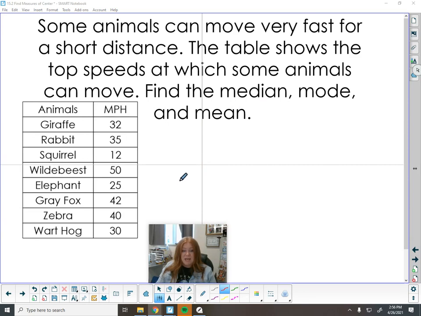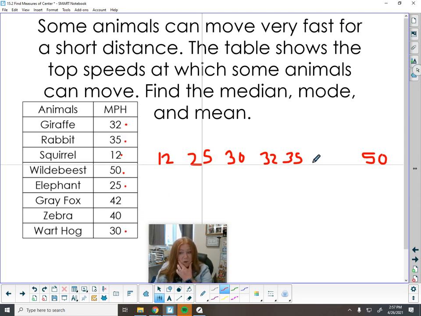So we're going to start and put these in order here. So I can see I've got a 12, I think is my lowest. And we're going up to 50 here. So 12, so let's see, after 12, looks like the rest are in the 20s. So here's 25, and I used my 50. So there's no more 20. So I've got 32, 35, and 30. So 30, 32, 35. So I'm just putting these in order to do all my work. And then we've got 40 and 42.